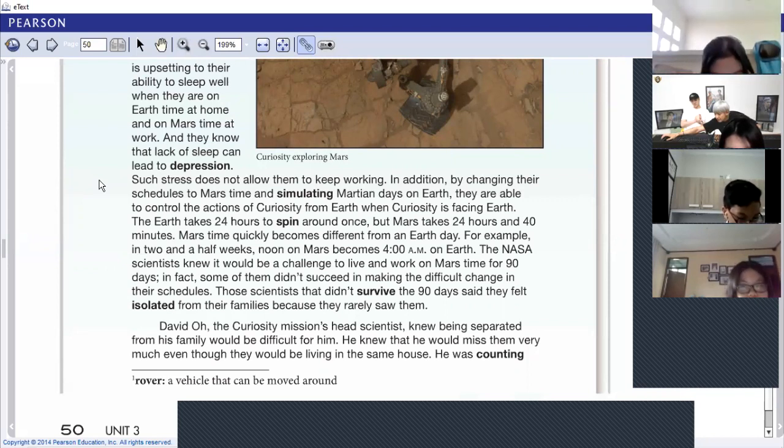on Earth. The NASA scientists knew it would be a challenge to live and work on Mars time for 90 days. In fact, some of them didn't succeed in making the difficult change in their schedules. Those scientists that didn't survive the 90 days said they felt isolated from their families because they rarely saw them.